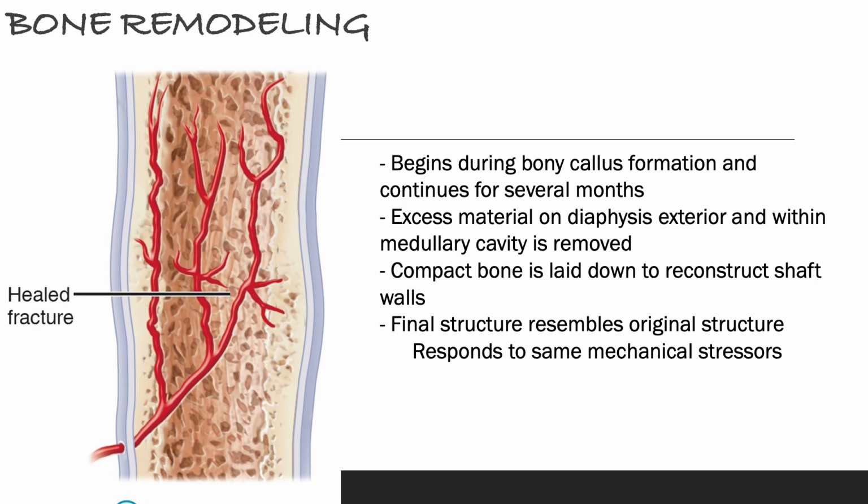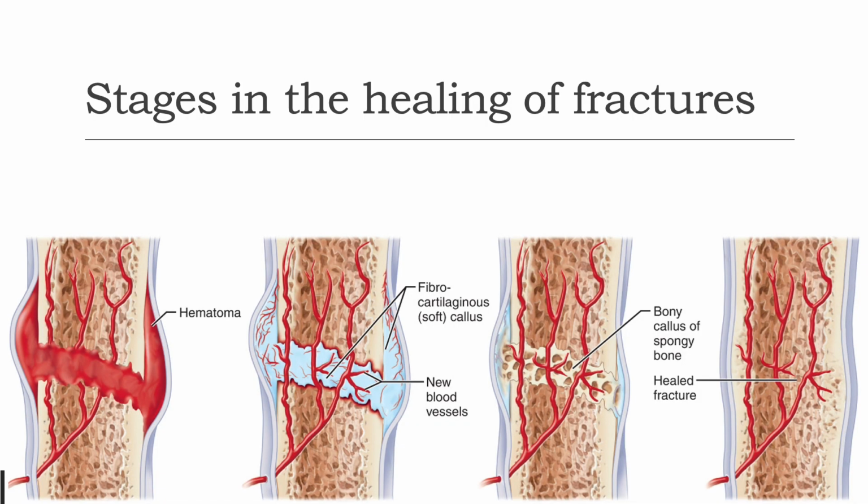What do we mean by responding to the same mechanical stressors? This is where physical therapy comes into play. What were you doing before? If you were an athlete, we want you to start doing that. We want this bone to be the way it was, to function the way it was. So we have to stress it. We have to make it respond to the same mechanical stressors. And this is just a quick summary of all the stages in the healing of fractures.